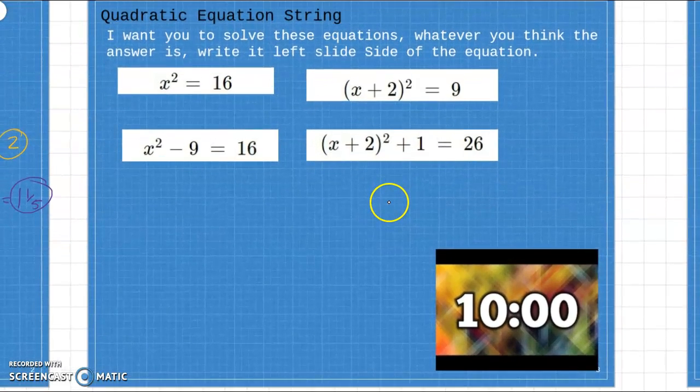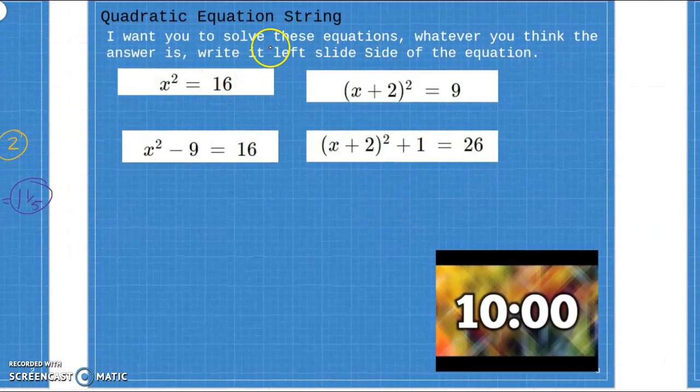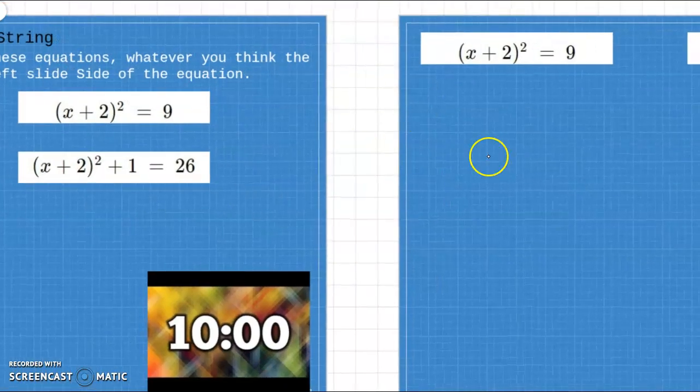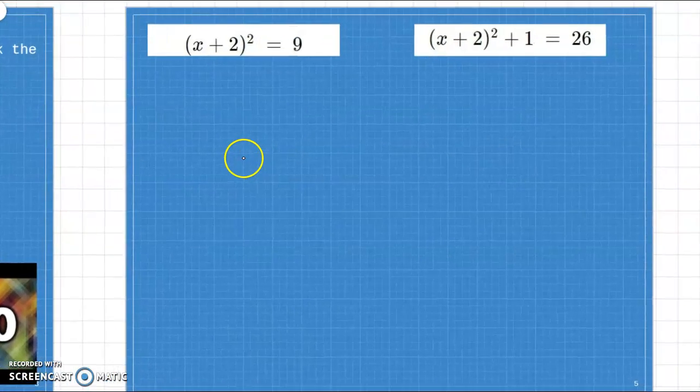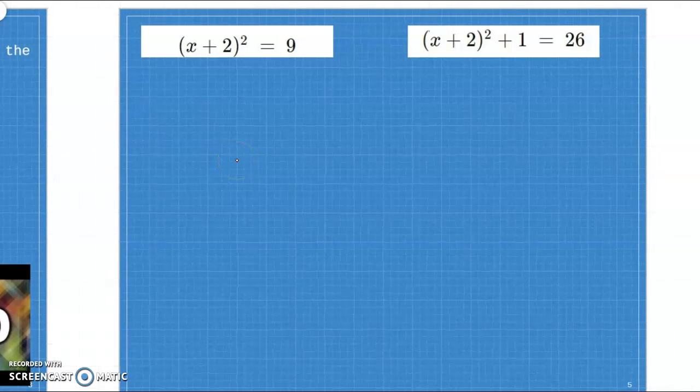So we're going to actually solve these strings. These are called quadratic strings, a bunch of different sets of numbers that we're going to solve. So we're actually going to solve these together, since either you missed class or you wanted to review. So I have x plus 2 squared equals 9.